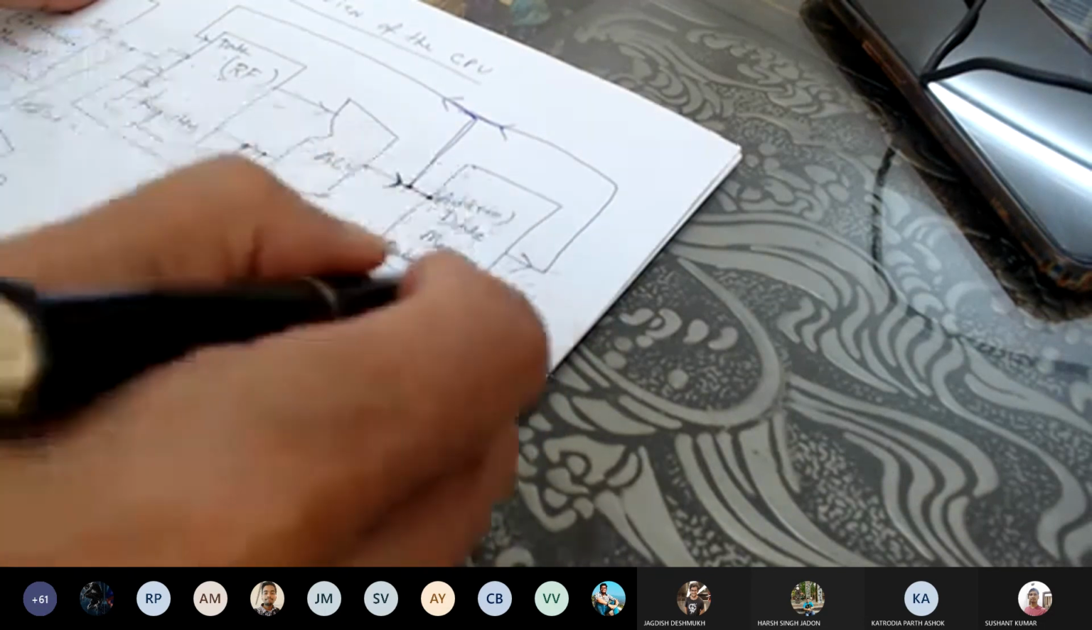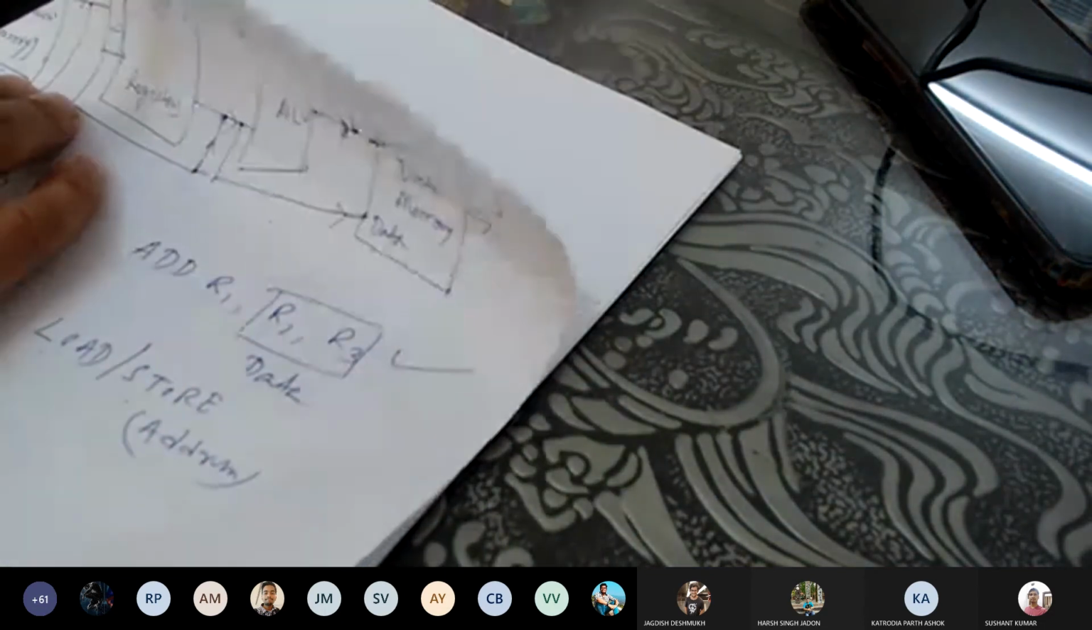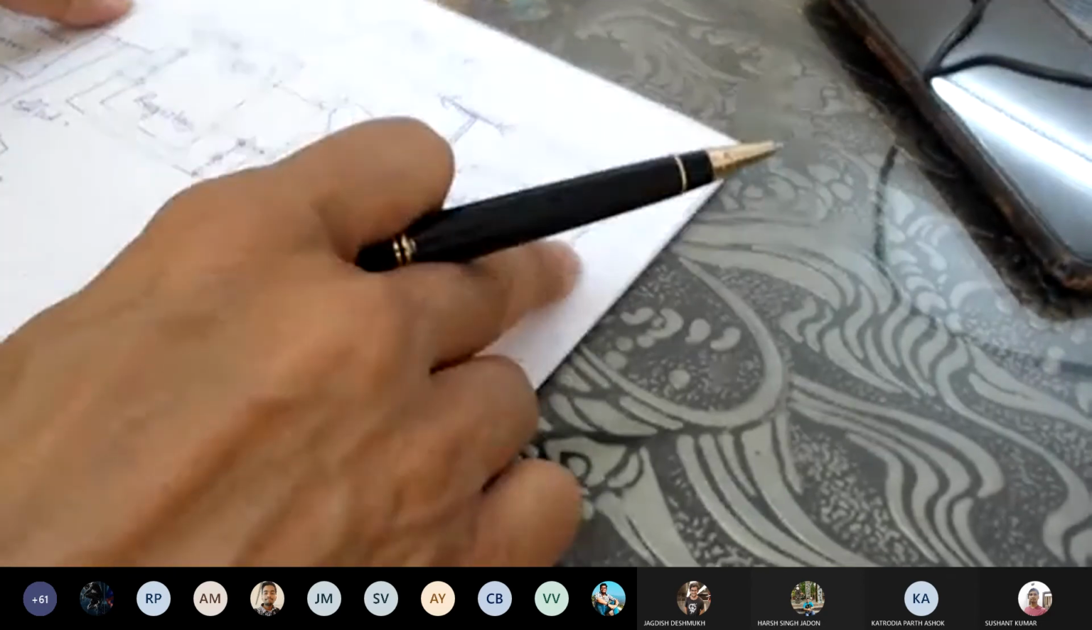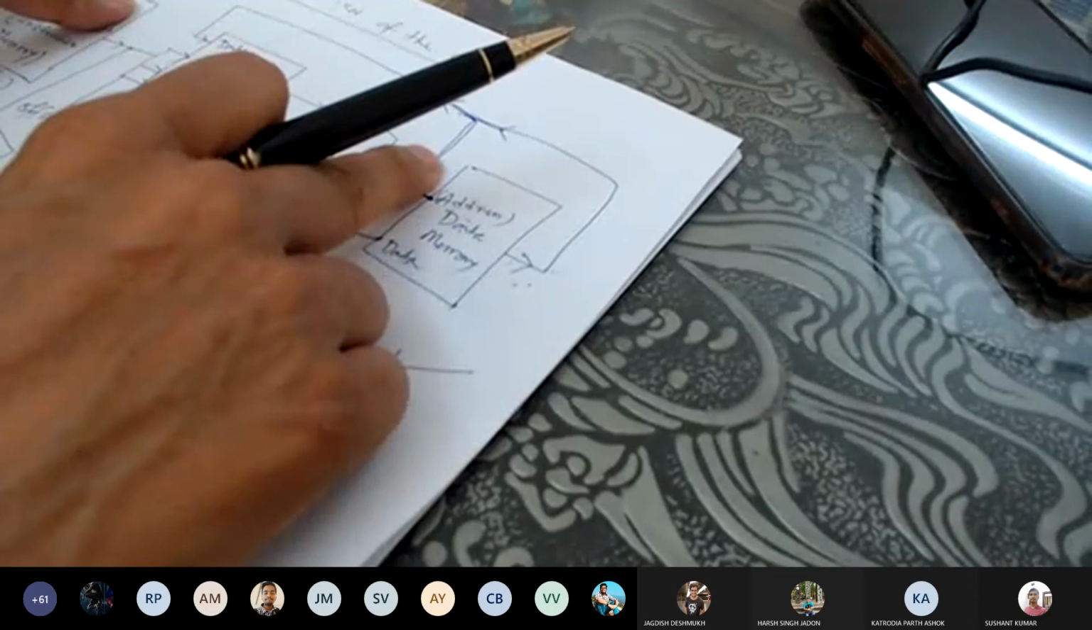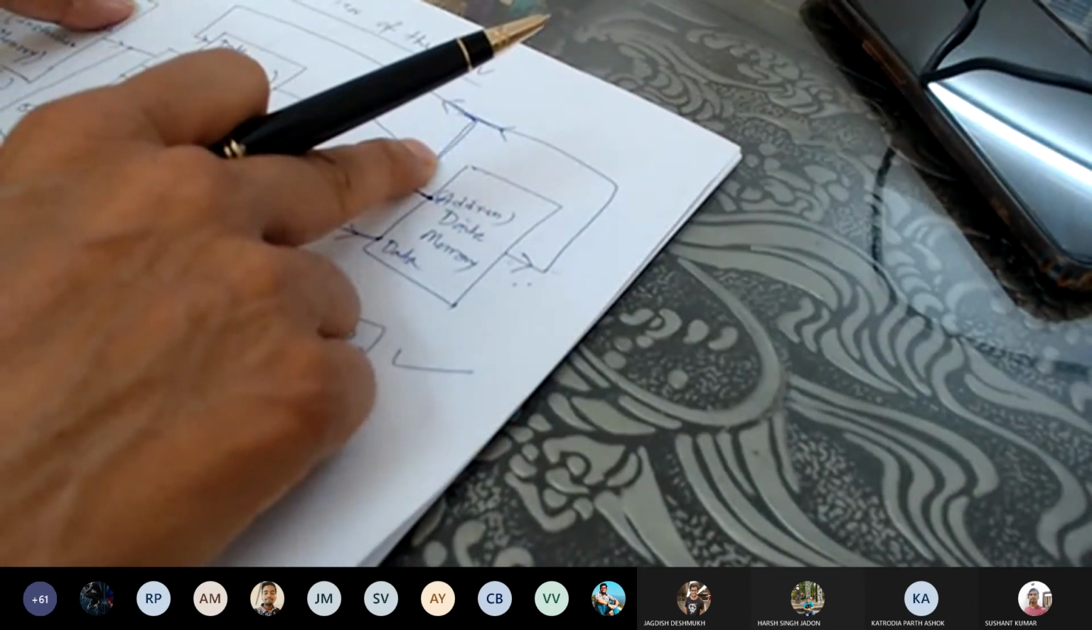The value comes from memory. It will be written into the register, so this is also acting as write back. Obviously, it's a write back, but this is write back for the load. This is write back for the typical arithmetic operation. Okay.